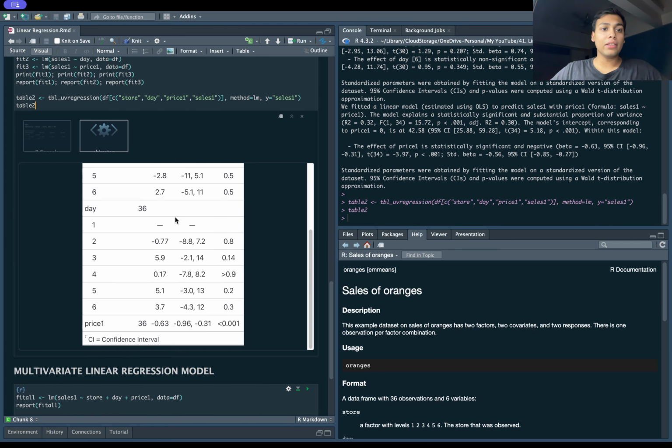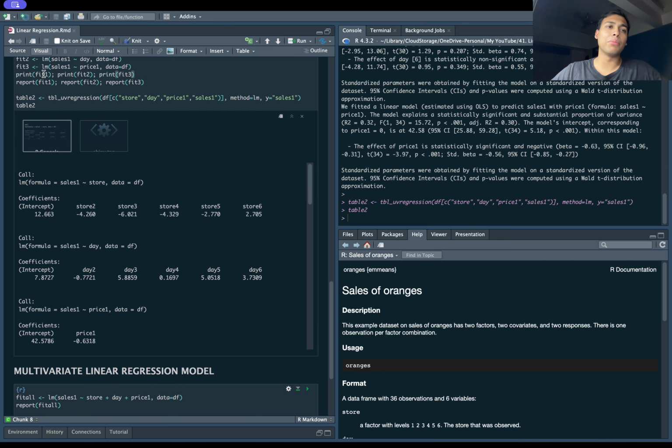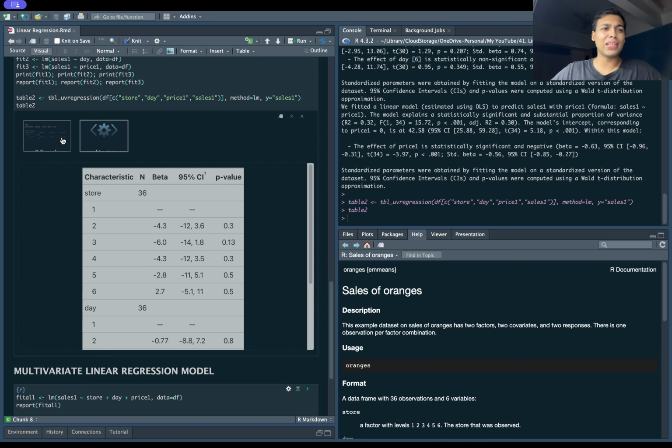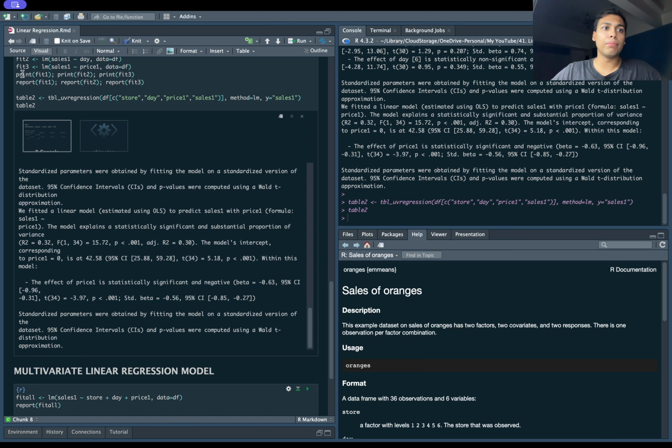Before we see that table, let us see what we have here. So print gives us the regression model. You can also use summary. I don't like to view this. I like to view the table directly, but sometimes you need to see the summary or the report.